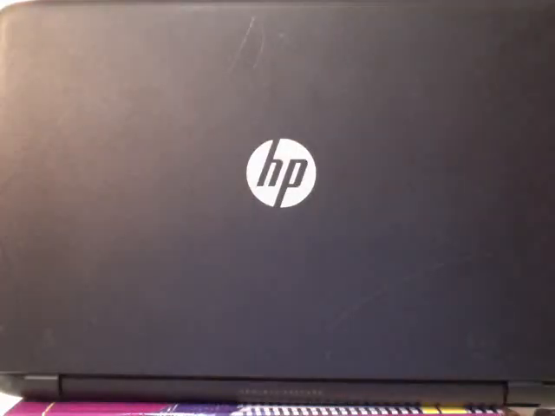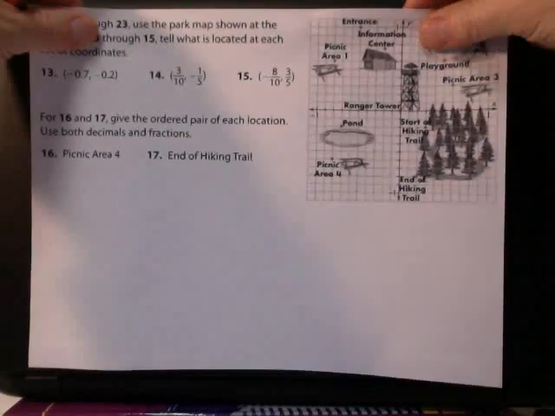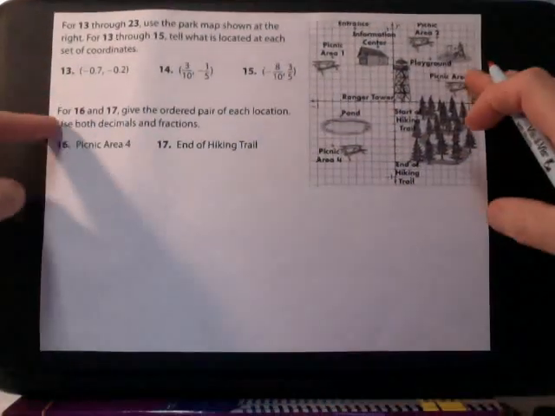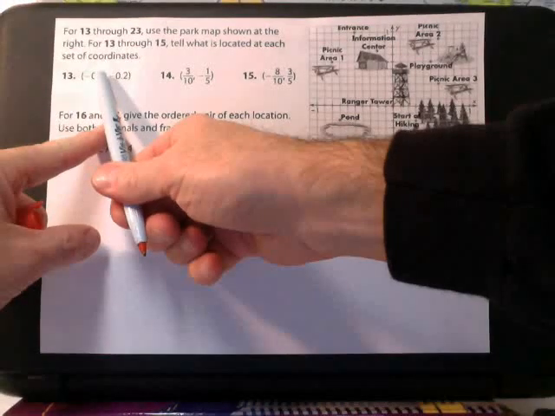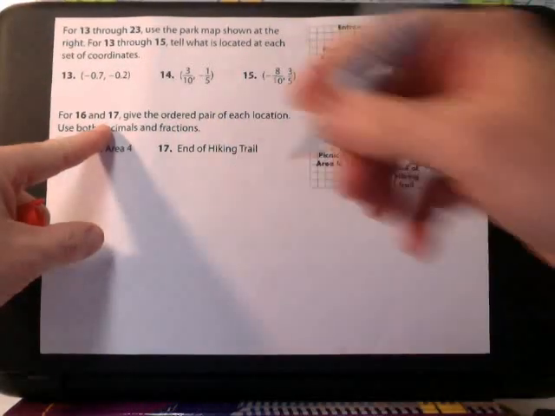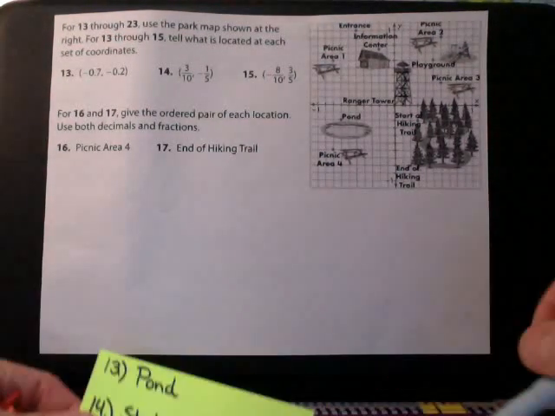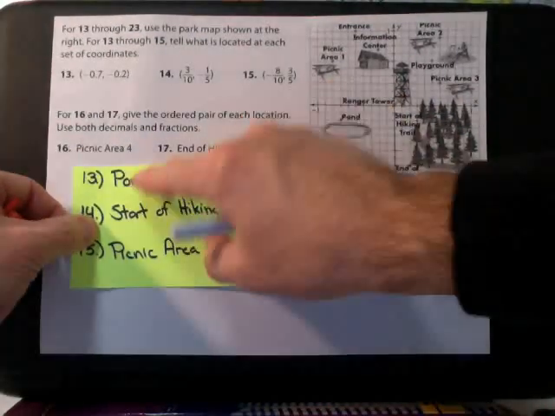Alrighty. Let's take a look in the book and see if you can do some of these problems. Okay? Pause the video and see if you can answer 13, 14, and 15. Alright, here we go.